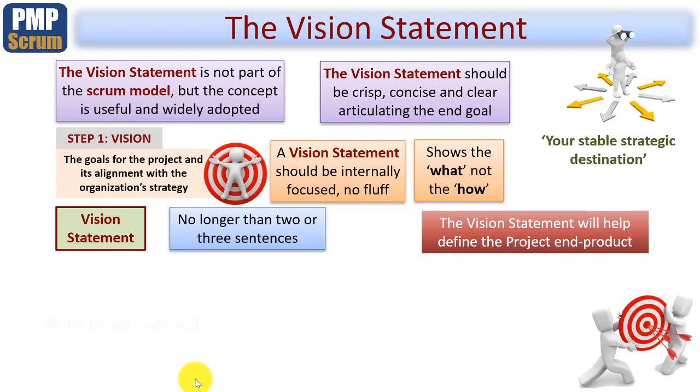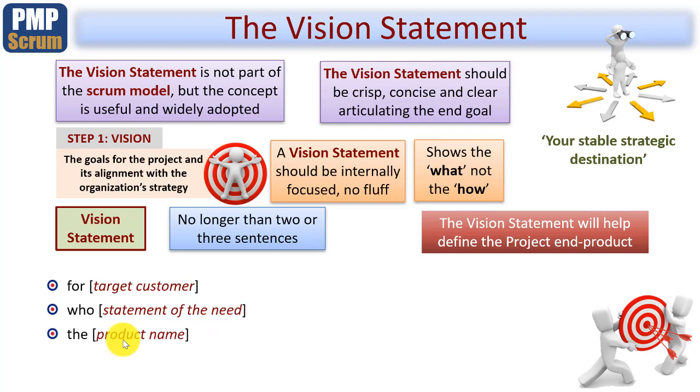So let's go through it together. For, and this is where you name your target solution, for example, for our restaurant owners, and then who, a statement of the need, who need a system for preparing and delivering takeaway food. The, and here's where you give the product name, the food takeaway process, if that's what you're creating here, and it is some form of product category. It could be a document, or it could be a template in and of itself, or it could be a piece of software or hardware or what have you.